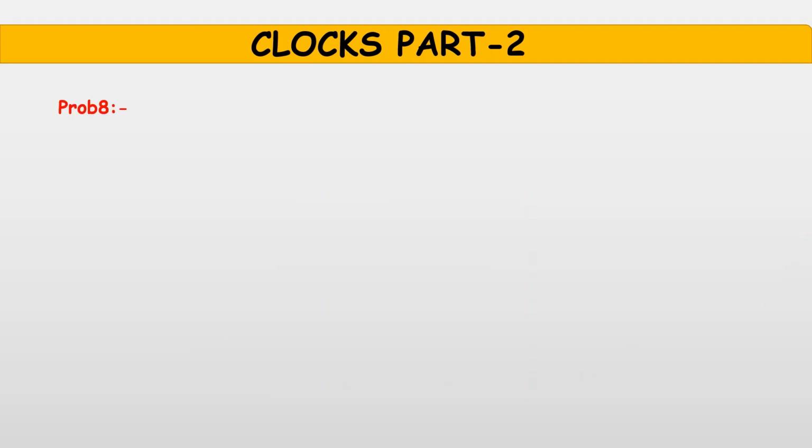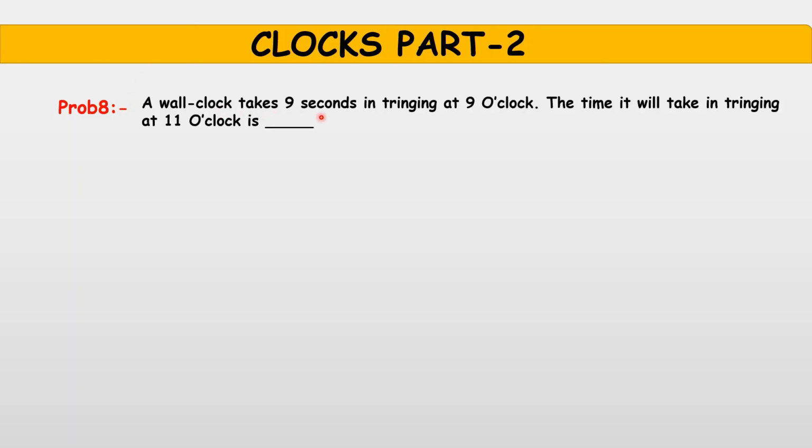This is the last question of clocks. A wall clock takes 9 seconds to ring at 9 o'clock. The time it will take to ring at 11 o'clock is? By this you can directly say it takes 11 seconds to ring at 11 o'clock, but that's not true. Between 9 rings there are 8 intervals.